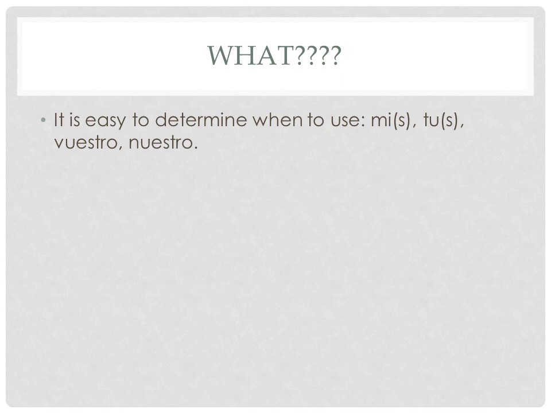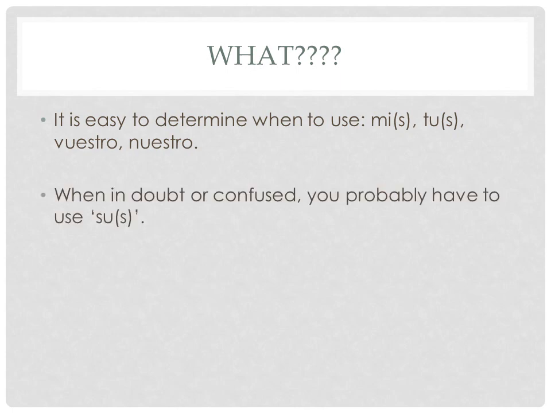So right now you're probably saying, what is this? All these different possessive adjectives, some of them have 5 different meanings, but let's go ahead and summarize this, okay? It is very easy for you to determine when to use mi or mis, tu or tus, vuestro, and nuestro, because it's for specific subject pronouns and is very clear. Now, whenever you're in doubt or you're not very sure, or almost positive it's not any of the other ones, then you probably have to use su most of the time because it has 5 different meanings. So when in doubt, go ahead and use su.